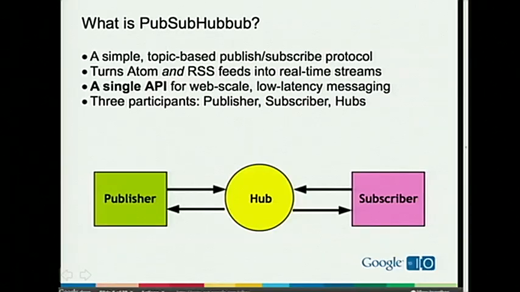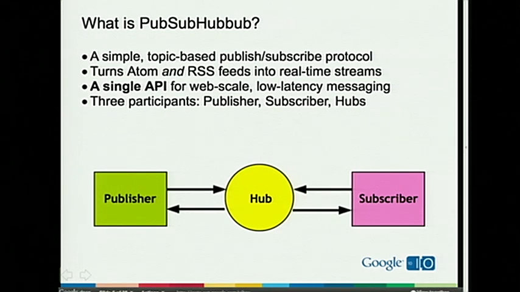So intro, what is PubSubHubbub? PubSubHubbub is a simple topic-based publish and subscribe protocol. It turns Atom and RSS feeds into real-time streams. That's what it does. It's a single API for web scale and low latency messaging. So the idea here is that we're making it very easy for developers to add real-time capabilities to their web apps. And in PubSubHubbub, there are 3 participants.